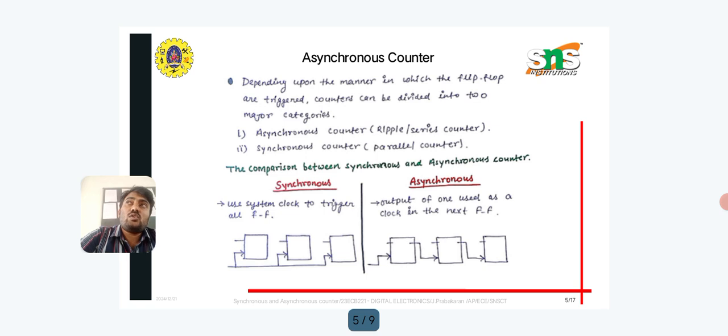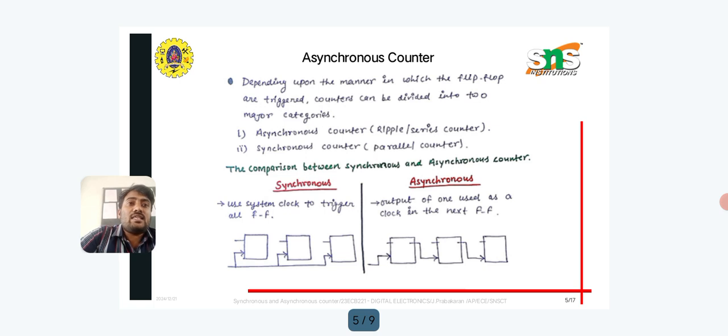Asynchronous counters also have some advantages. Simple design, it requires fewer gates and has low power consumption. It has some disadvantages like ripple delays make it unsuitable for high speed operation. Also, outputs are not synchronized with the clock.